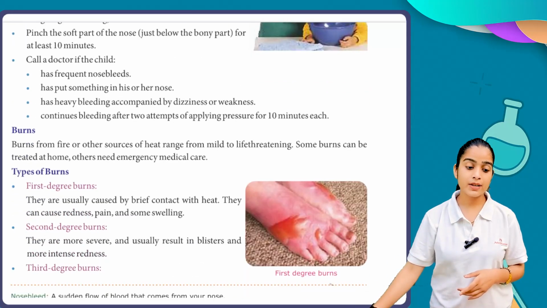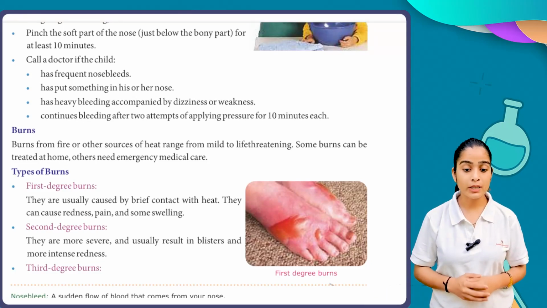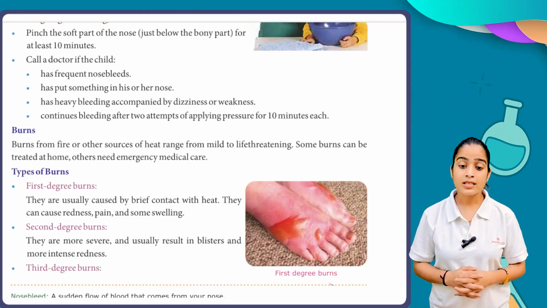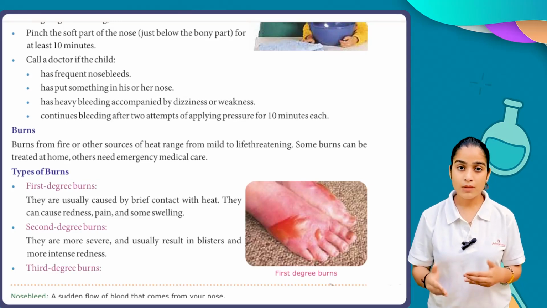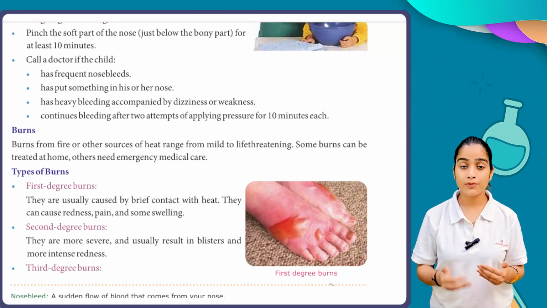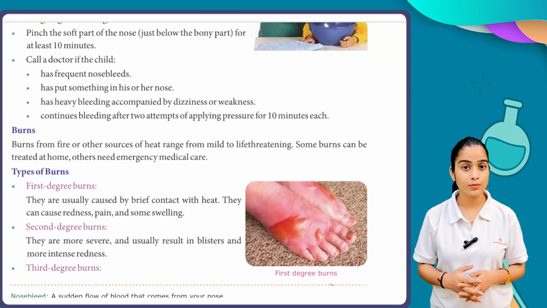The next thing, burns from fire or other sources of heat range from mild to life threatening. Some burns can be treated at home, others need emergency medical care. So some small burns can be treated at home, but if the burn is big or dangerous, then you have to take the supervision of a medical expert.